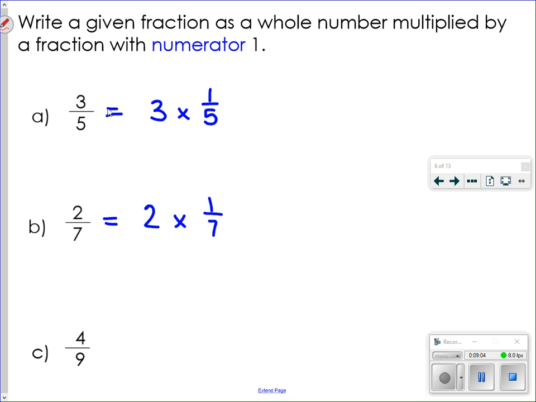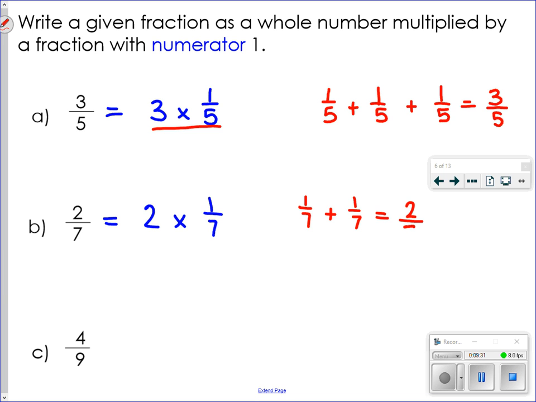Okay, think about that for a minute. Okay, just let that sink in for a minute. This really means this one, 3 1/5 means you have 1/5 plus 1/5 plus 1/5. You've got 3 1/5, and that's why that is 3/5, right? 2 1/7 means you have 1/7 and another 1/7, which means you have 2 7s. Okay, so let's keep going and see if we can write 4 9ths the same way. Well, that means we would have 4 1/9, right?